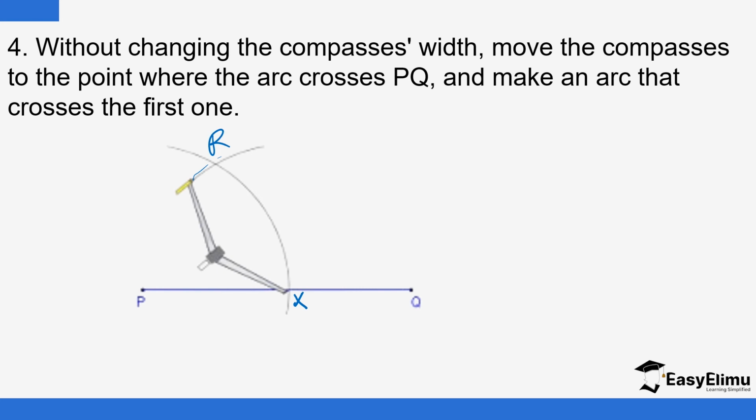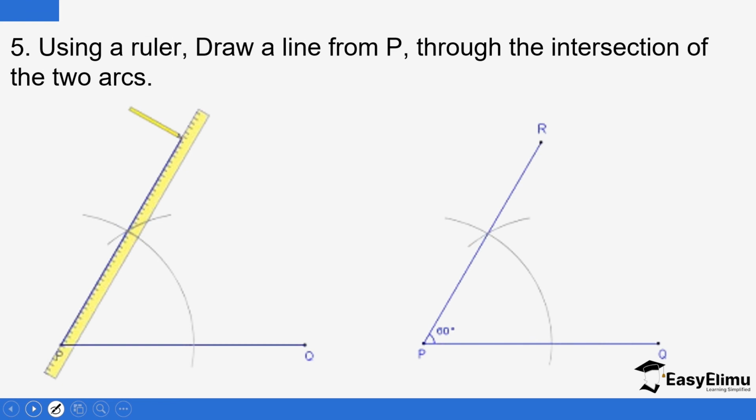So the angle 60 degrees is just a matter of now joining P, this P here, to R, the point of intersection of the two arcs. You see. Most importantly, do not adjust the radius. So without changing the radius, move the pair of compasses to the point where the arc crosses the line PQ, maybe you call it point X, and make an arc that crosses the first arc at maybe point R. Then join P to R using a ruler.